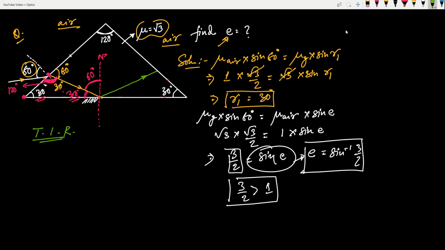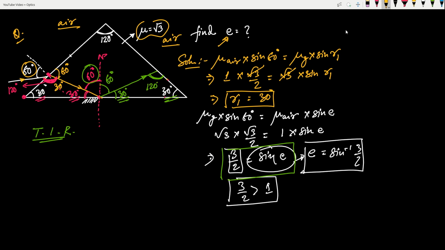Why is this ray undergoing total internal reflection? Because this angle of 60 degrees is greater than the critical angle of the glass prism. Okay, this is clear. Therefore we are getting sine E greater than 1. If this is 60 degrees, then according to the reflection law, the angle of reflection will also be 60 degrees. If this is 60 degrees, this has to be 30 degrees. If this is 30 and this is 30, then we get this total angle to be 120 degrees. Isn't it? Simple as that.